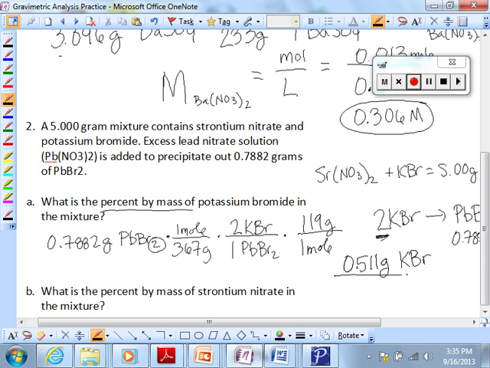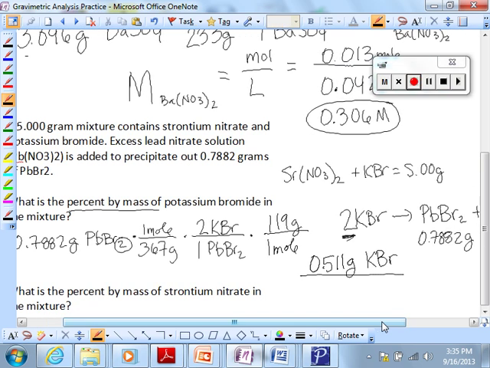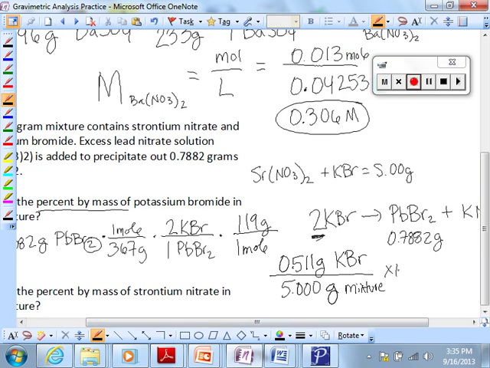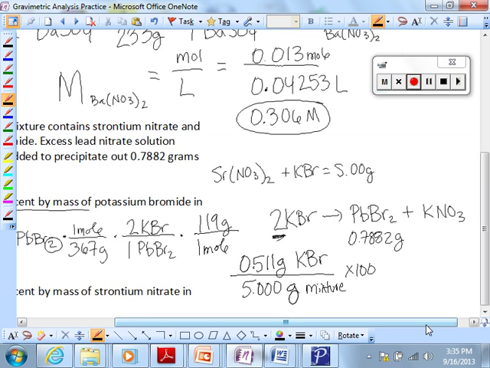So potassium bromide divided by the mixture. Potassium bromide in the mixture. We know the original mixture was 5 grams. So we want to do percent. Potassium bromide divided by the mixture times 100 should be a little over 10%. 10.22%, or 10.2% KBr in the mixture.